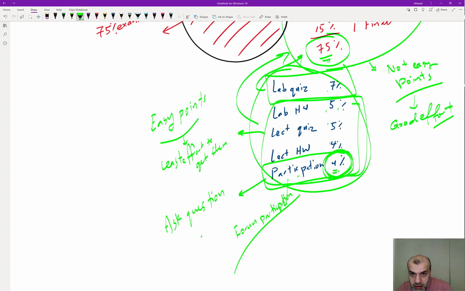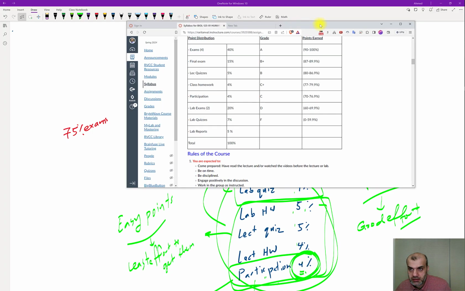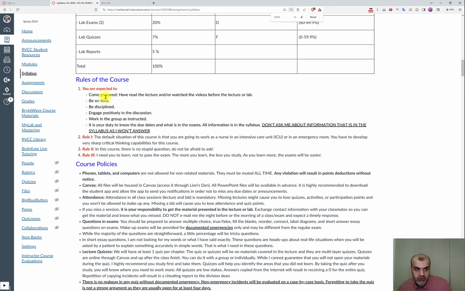So this was the point distribution of the course. Then the other thing in the syllabus is the rules of the course. There are general rules. Those are my expectations from you: that you will be prepared, be on time, disciplined, engage positively in discussion, work in groups as instructed, and know the due dates, know the homeworks, know those things, right? If you don't know them, you will not be able to submit them on time and there will be consequences. So those are things expected from you as a student. I have to put them there because I always find students don't know about them.